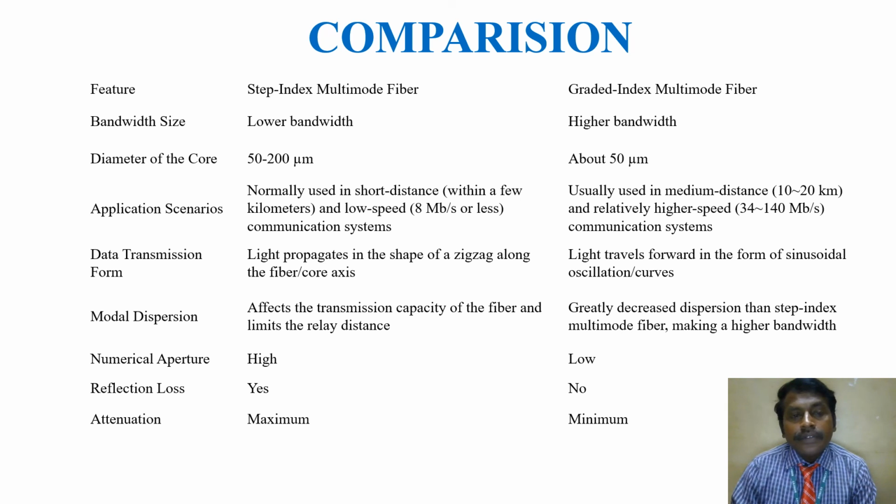Then the numerical aperture of step index fiber is higher and that of gradient index fiber is lower. Reflection loss is there in step index multimode, and in gradient index multimode there is no reflection loss. From the attenuation point of view, step index multimode fiber has maximum attenuation, and gradient index fiber has the minimum attenuation.